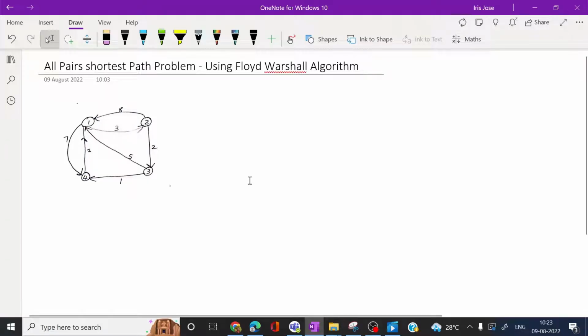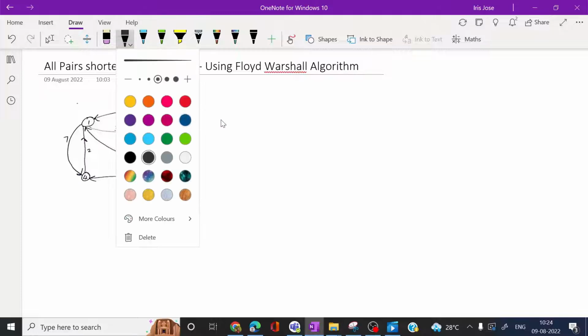In this video we will discuss the all pairs shortest path problem using the Floyd-Warshall algorithm. This algorithm uses the dynamic programming design technique. We have already learned the single source shortest path problem.